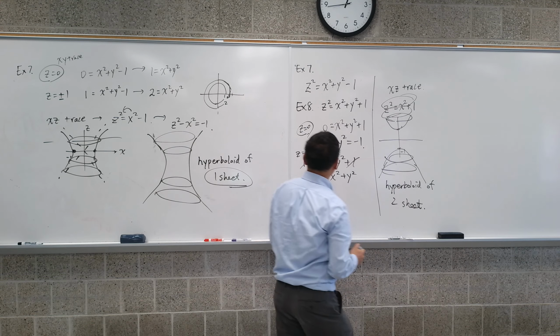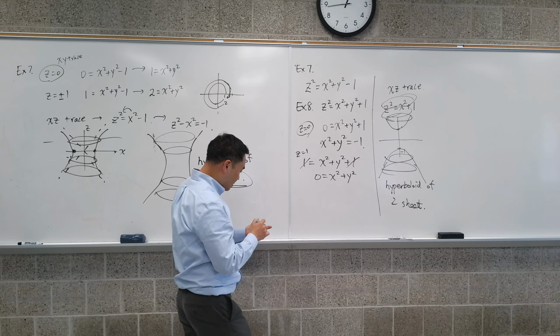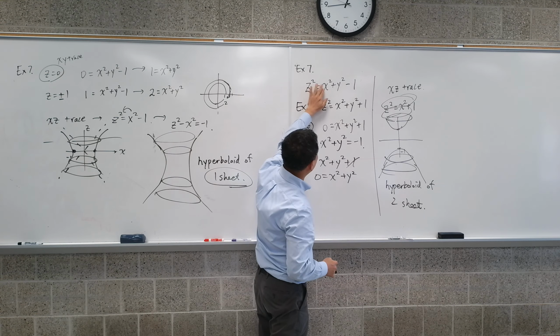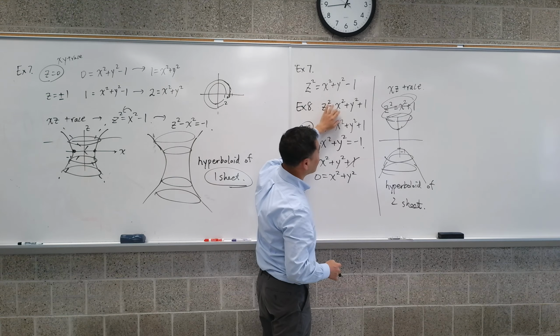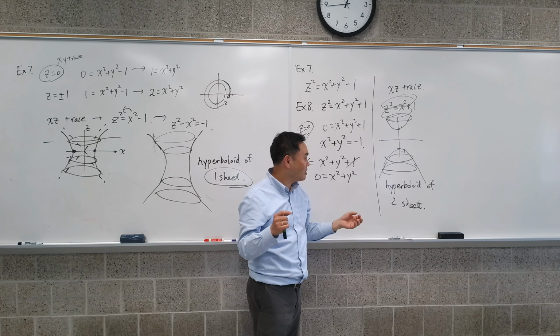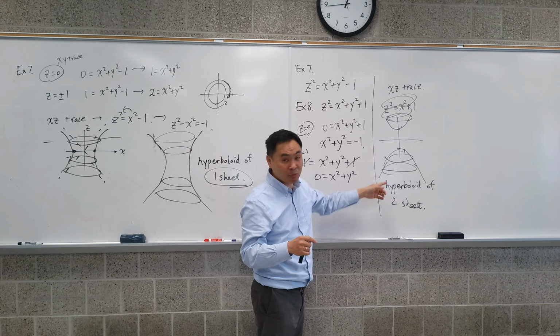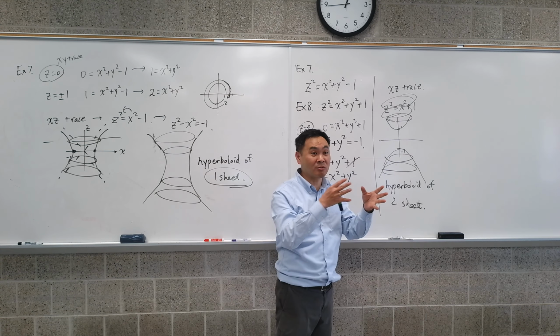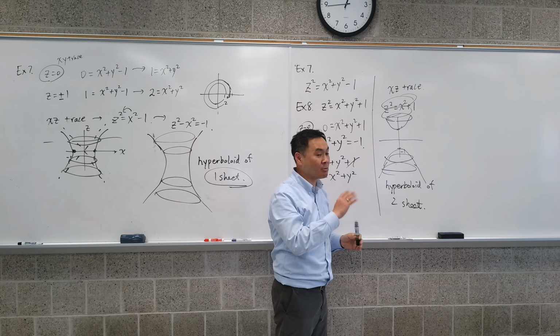And I don't have time to do this yet, but if you put 2 or 3 or some other coefficients here, that also squashes things. And every time you squash it like that, you may end up with something like an elliptic hyperboloid of two sheets, because the cross sections will be ellipses. Okay, so those are some additional things.